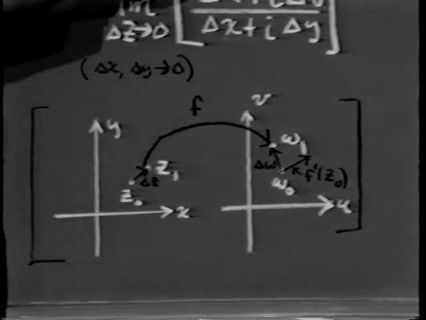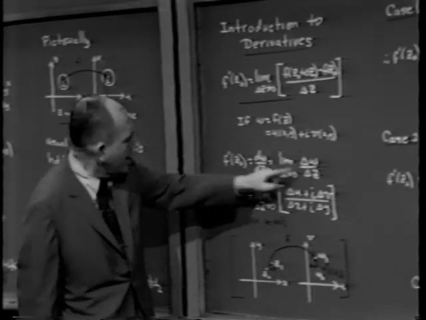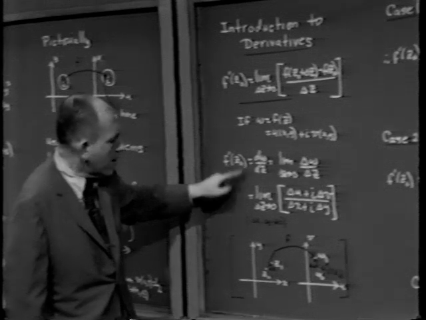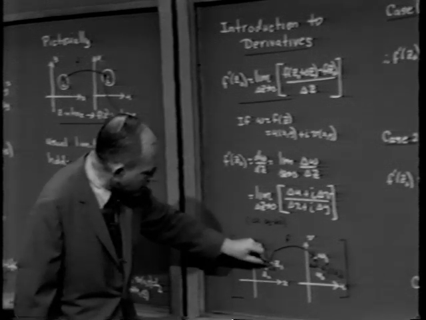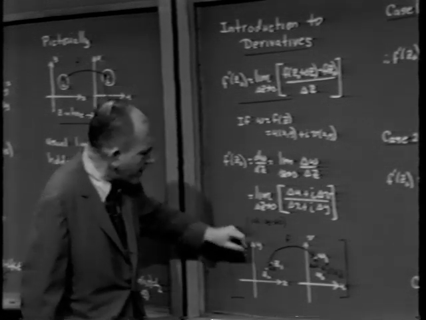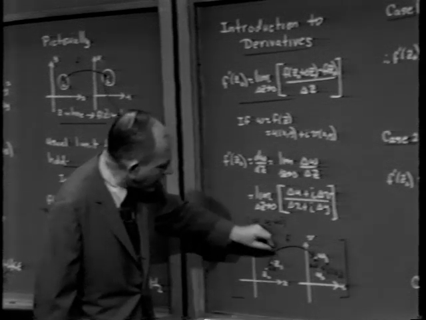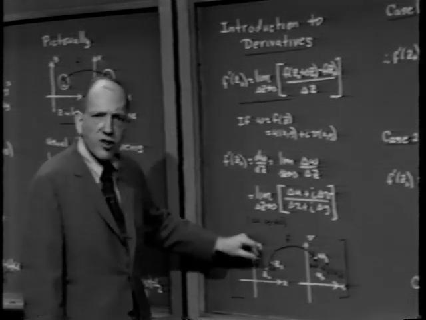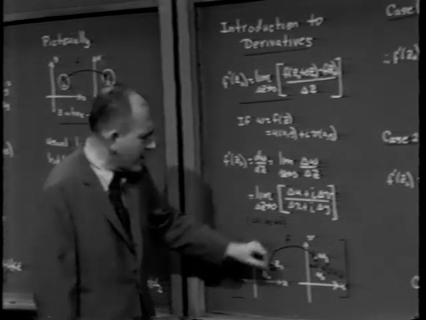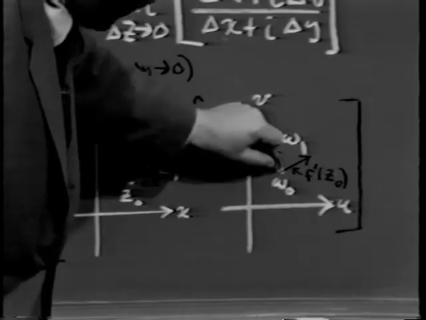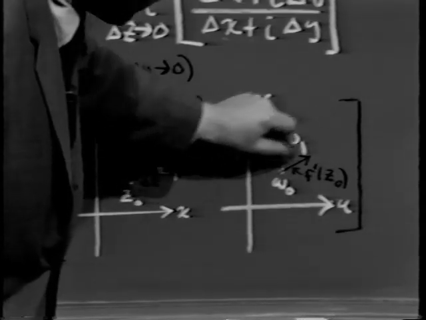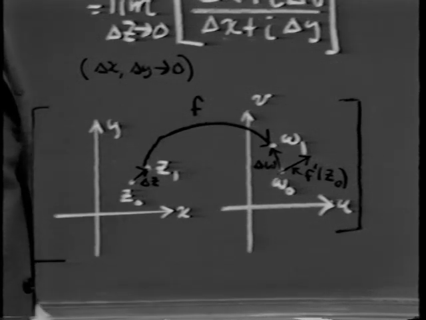The fact that the limit of delta w over delta z is f prime of z0 means that if z1 is very close to z0, no matter where you pick it, the ratio delta w by delta z is essentially a constant. In fact, what constant is it? It's essentially the vector f prime of z0, the complex number f prime of z0.